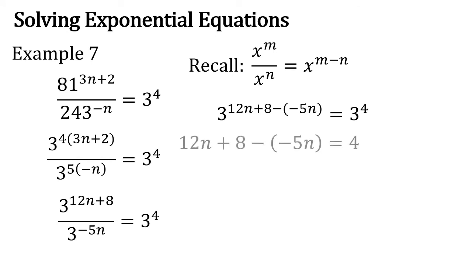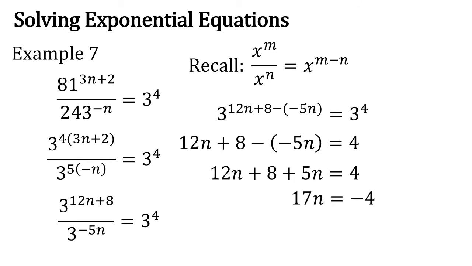Then since they have the same base, we can equate the exponents. So 12n plus 8 minus -5n equals 4. So negative and negative, that will be positive. So this will be 12n plus 8 plus 5n equals 4. So add 12n and 5n, that will be 17n, and then transpose 8. 4 minus 8 is -4. Now we have 17n equals -4. So the solution of this exponential equation will be n equals -4 over 17.